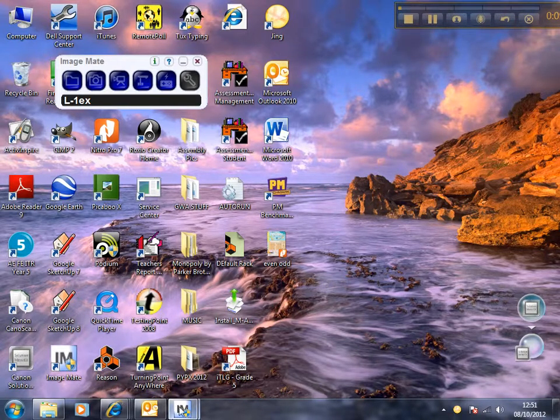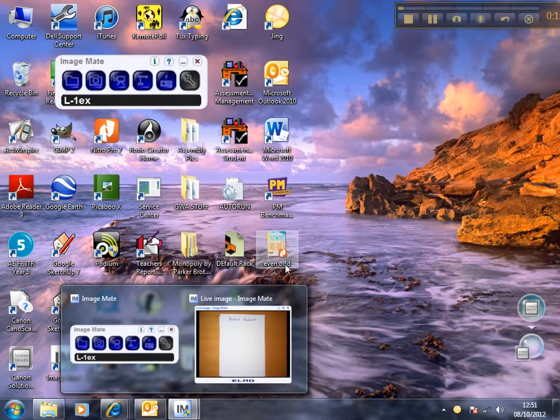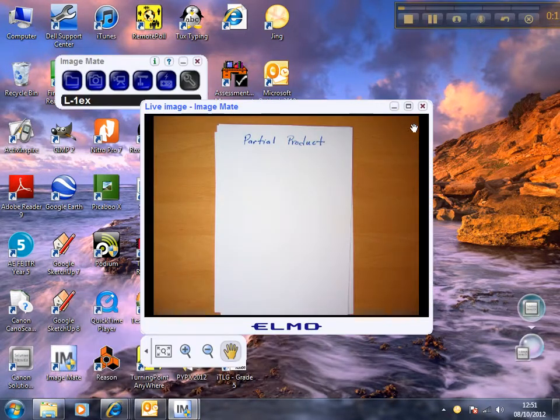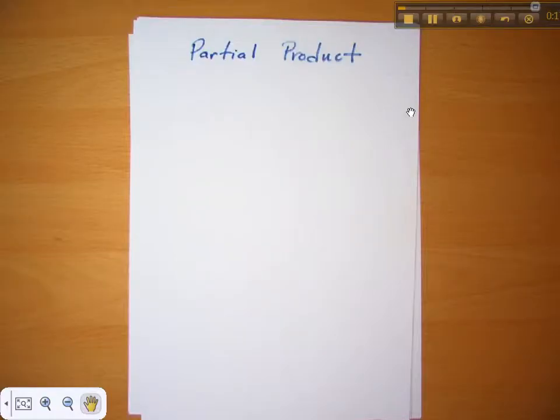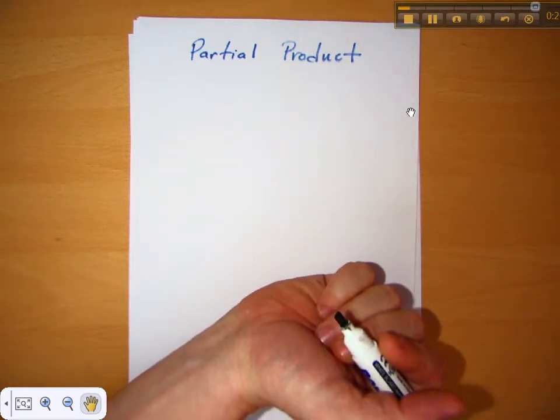And today we are going to be talking about partial products. Partial products. All right, let's get right into it. What is this business about partial products, you say? Well, let's first get our vocabulary straight. Let's get the language understood.